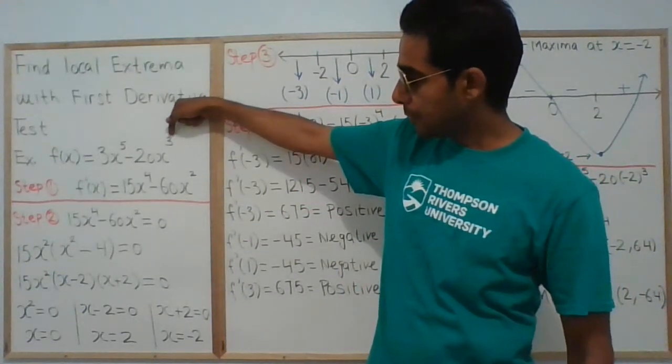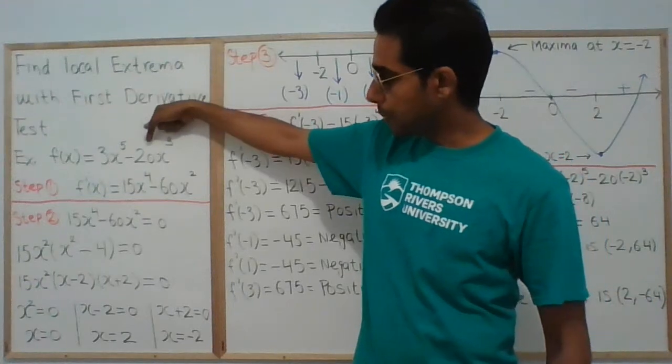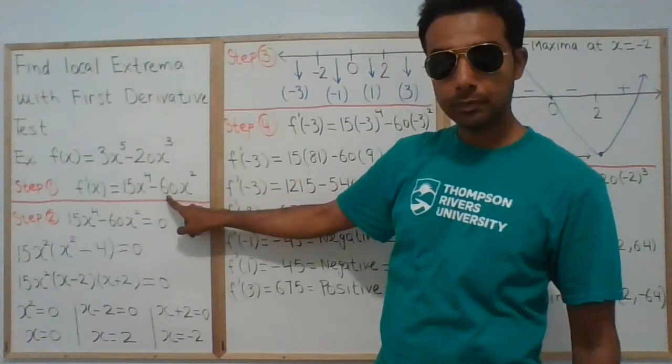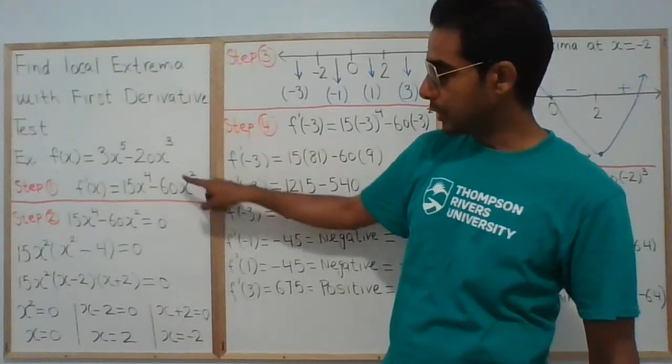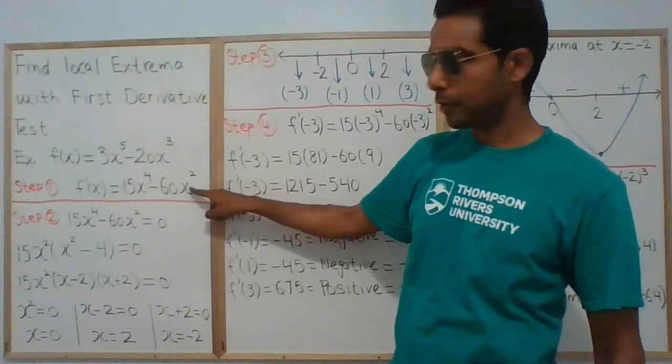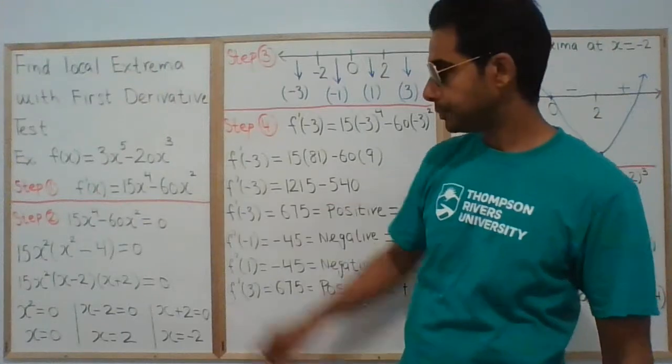Repeat the process here. Multiply 3 by 20, which is 60. So that is how I got this 60. And 1 less than 3 is 2. So the exponent of this x is going to be 2.